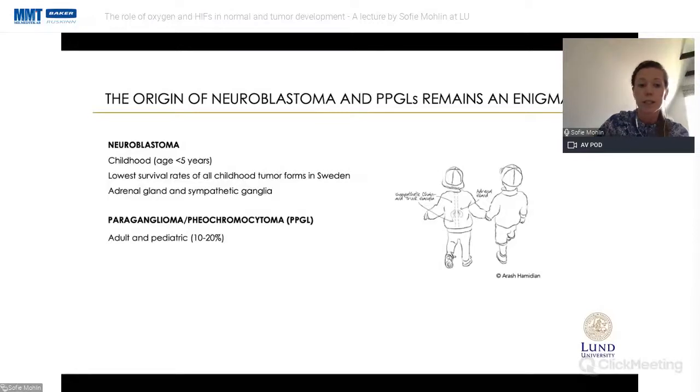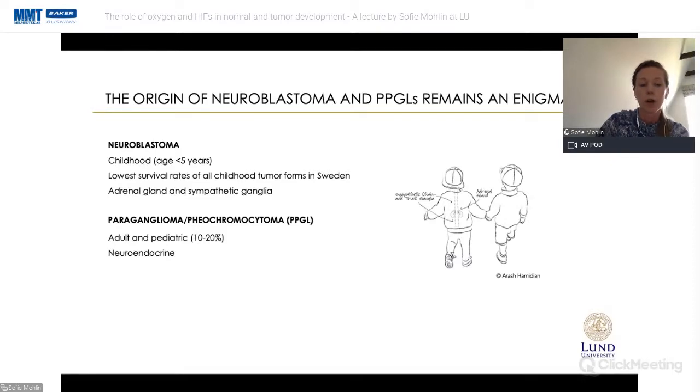These tumors are very slow growing. They usually grow for 30 years before they are detected, and they are usually benign. But there are cases that do present with aggressive tumors and metastatic disease, and for these patients, there is no treatment or cure.